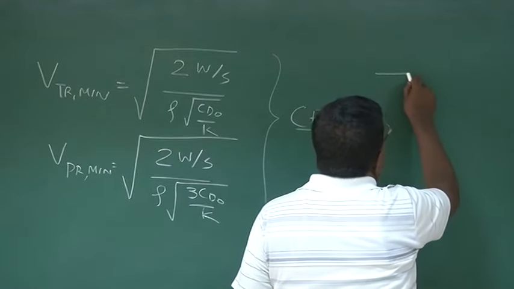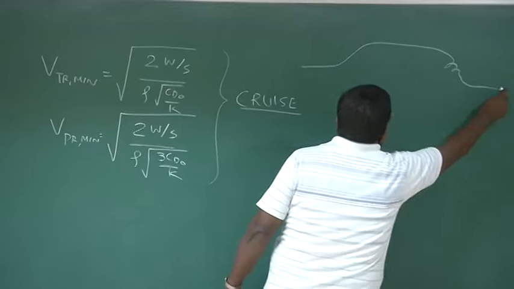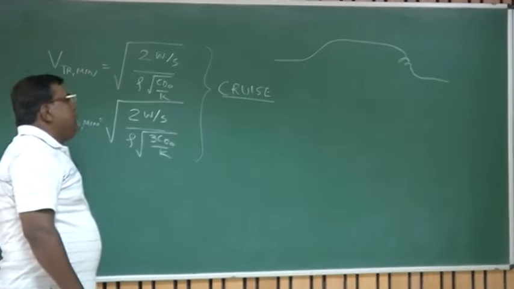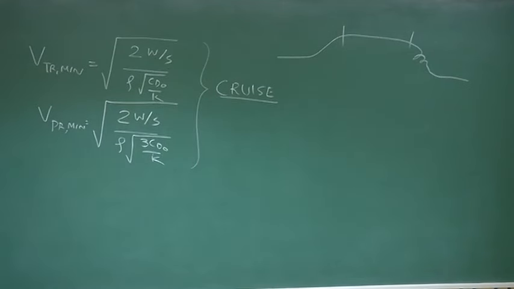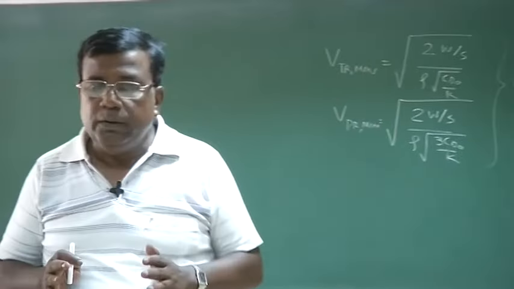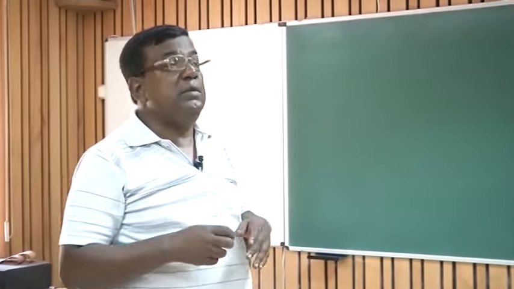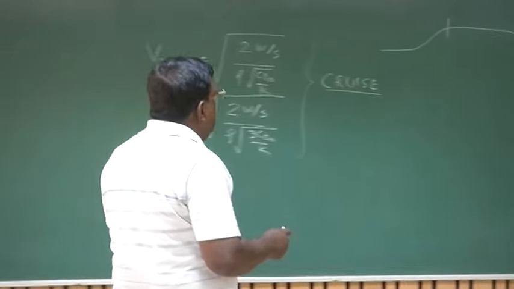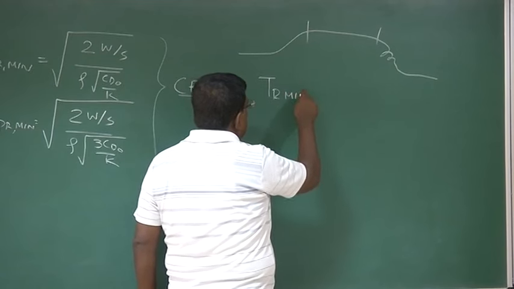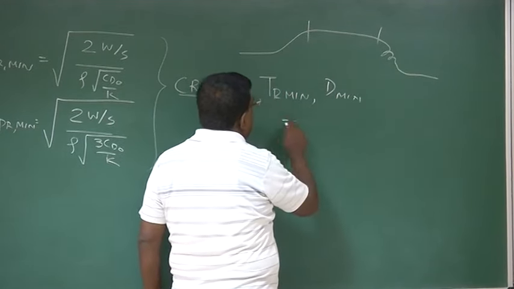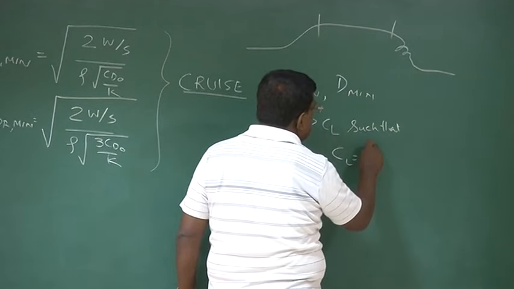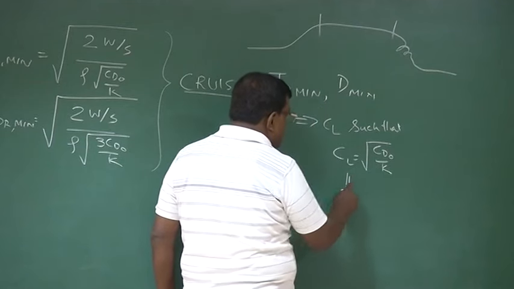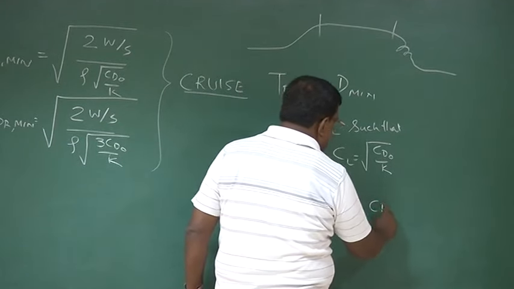pictorially, these are the schematic of different flight paths an airplane will be taking, and we are concentrating here on the cruise phase. So the message here is very clear for a designer: if I want to fly the machine for a cruise and I want to ensure the thrust required is minimum, that means drag is minimum, then I need to fly at a CL such that CL equal to CD naught by K, which actually means KCL square is equal to CD naught.